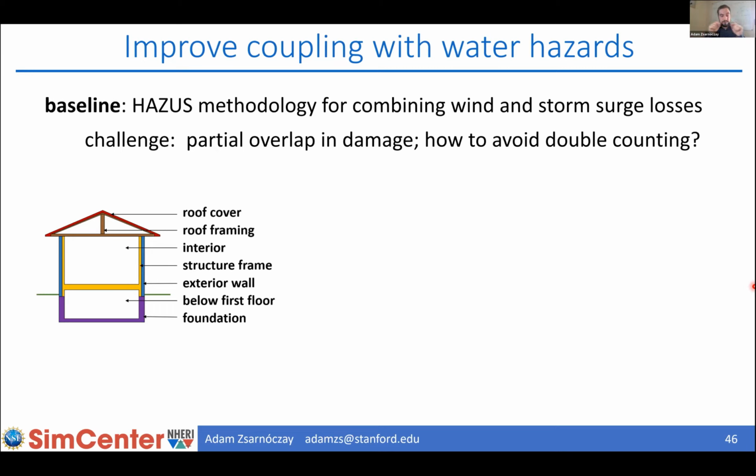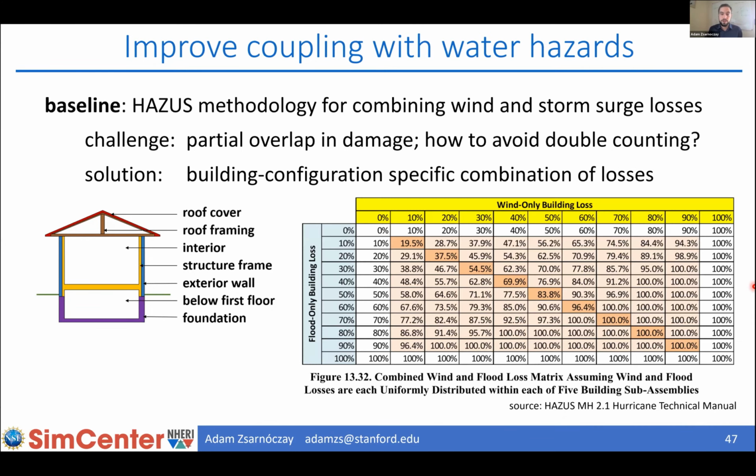Since their loss calculation is based on subassembly level computer simulations, they can disassemble these losses into each subassembly, disaggregate them. And at that level, they can easily see how they are interacting with each other and then come up with such tables for each building configuration where you look up your wind-only loss, you look up your flood-only loss, and then see what it translates to when the two things are acting together.